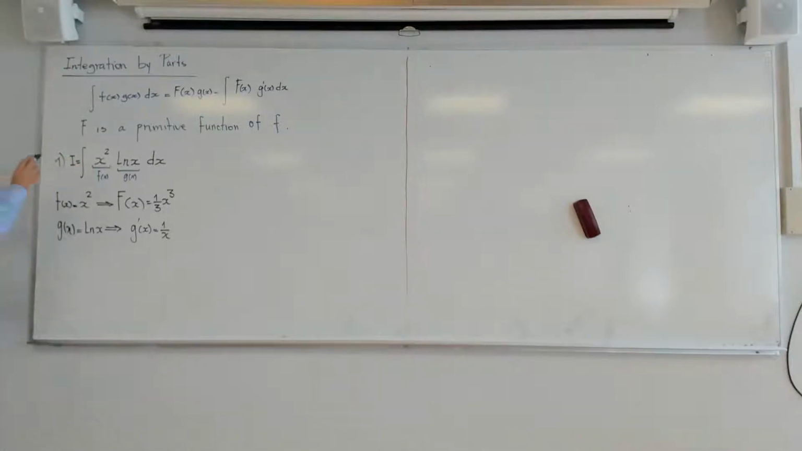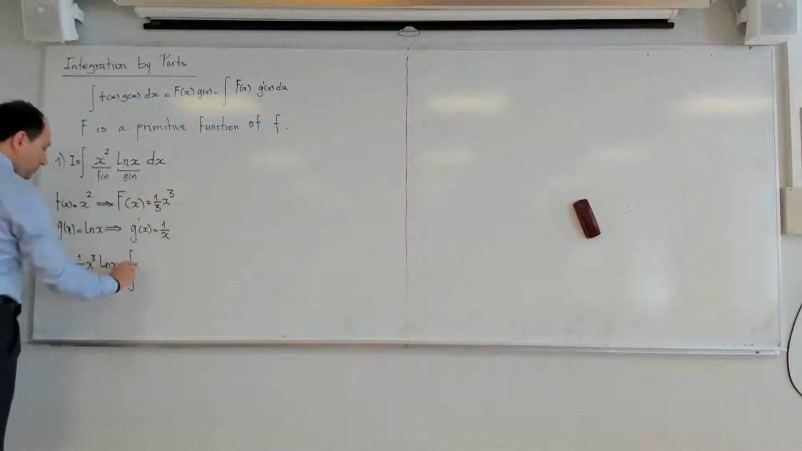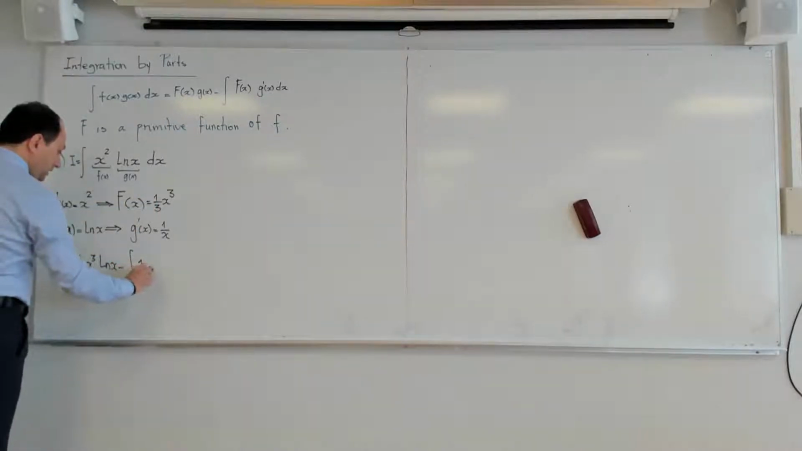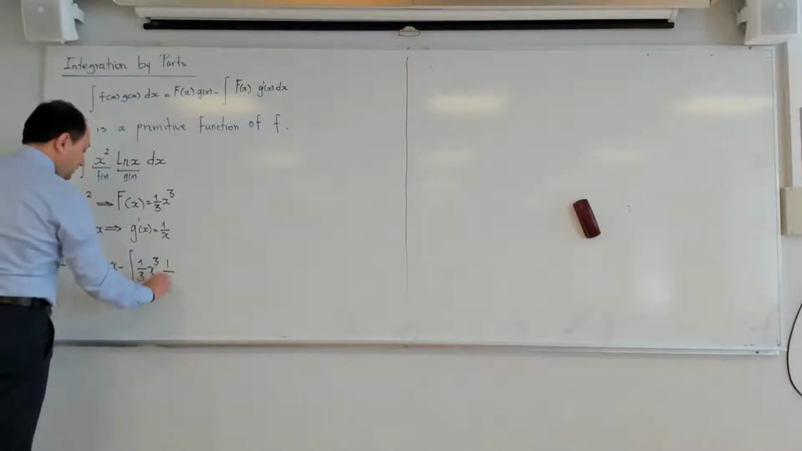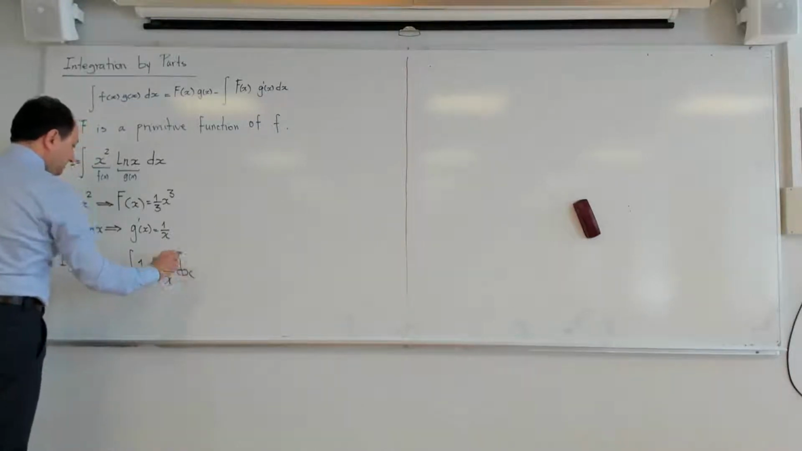So this means that I is equal to, I have capital F of x, which is 1/3 x to the power of 3, and then multiplied by g of x, which is ln of x, minus the integral of capital F of x, which is 1/3 of x to the power of 3, multiplied by g prime of x dx.